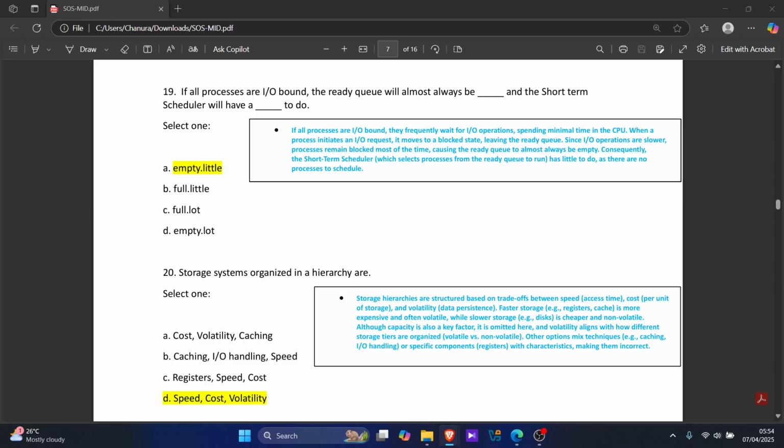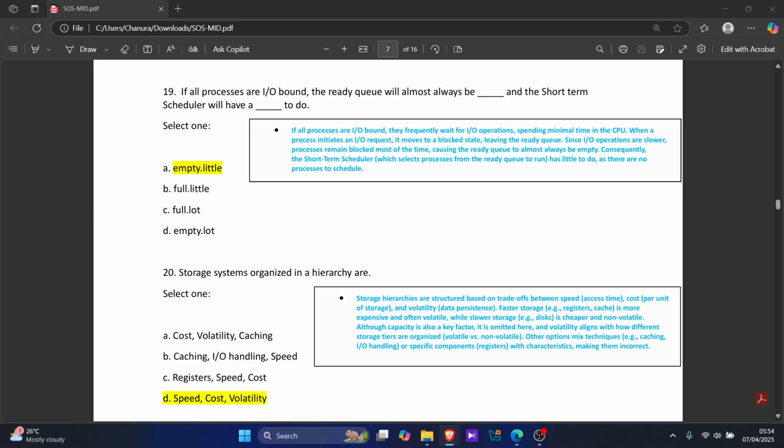Okay, let's tackle this question step by step. The question is about what happens to the ready queue and the short-term scheduler when all processes are I/O bound. I need to recall what I/O bound processes mean. I/O bound processes are those that spend a lot of their time waiting for input/output operations to complete. Unlike CPU bound processes, which use the CPU intensively, I/O bound processes frequently pause to read from or write to devices like disks, keyboards, or networks.